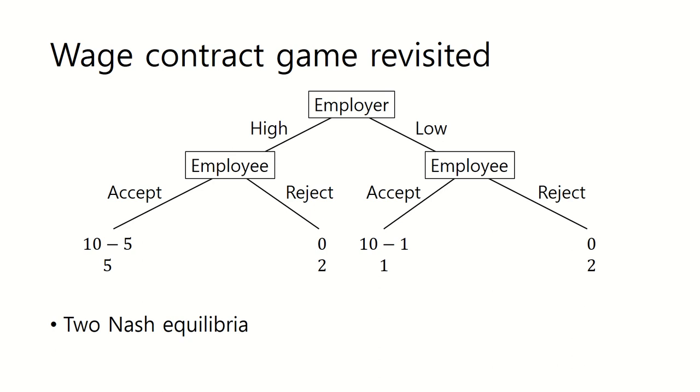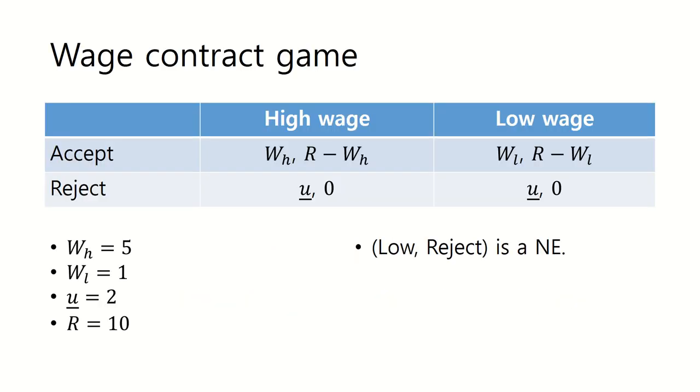And even if the employee accepts a high wage offer, the employee can reject a low wage offer. So the employee can choose different actions in different situations. But that was not allowed in the previous game, right? In that simple 2x2 static strategy game, the employee could choose either accept or reject, right?